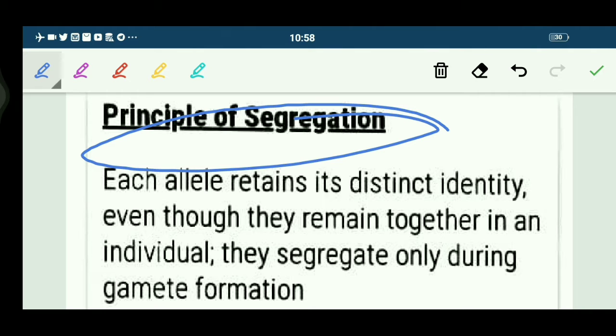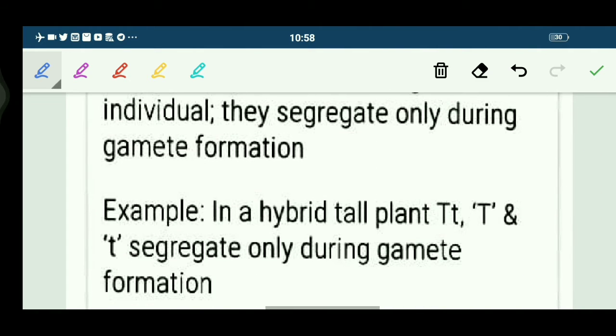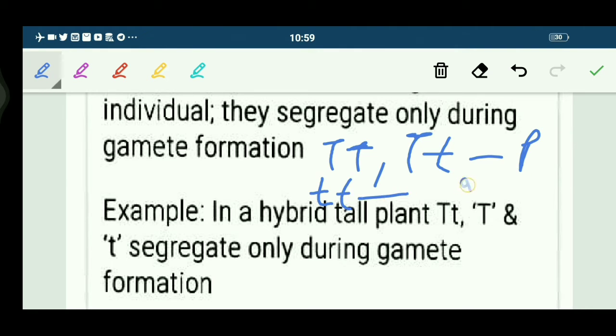See, capital T and small t, capital T, small t. These are the two different alleles. And these are phenotypically tall plants. Remember, phenotypically tall, not genotypically. Genotypically, it is only one. And it is hybrid. The second one is hybrid. So they are phenotypically tall plants. Whereas if we talk about small t, this is a short plant. Fine, children, this is a short plant.